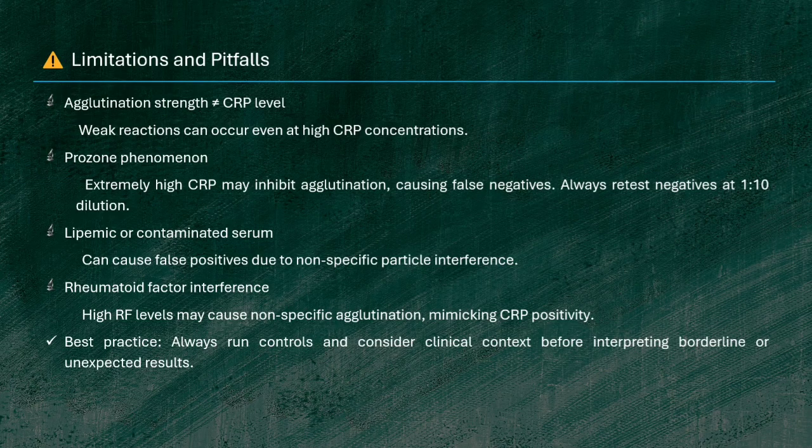2. Prozone phenomenon. Extremely high CRP may inhibit agglutination, causing false negatives. Always retest negatives at 1 to 10 dilution. 3. Lipemic or contaminated serum can cause false positives due to nonspecific particle interference. 4. Rheumatoid factor interference. High RF levels may cause nonspecific agglutination, mimicking CRP positivity. Best practice: always run controls and consider clinical context before interpreting borderline or unexpected results.